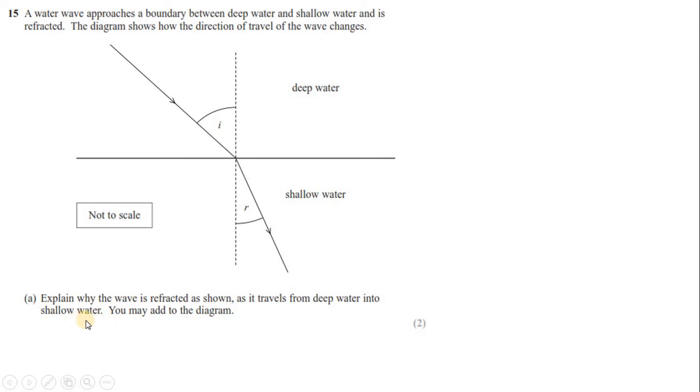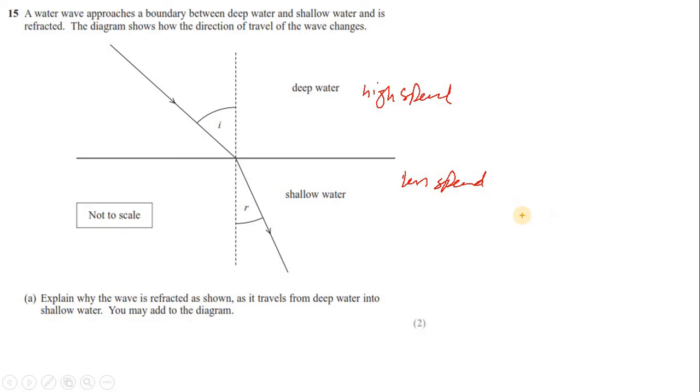Okay, so the reason is when the wave is traveling in deep water, it has high speed. As soon as it starts entering into the shallow water, the speed is decreased. So you say that here you have a high speed and here it is moving more slowly, with less speed.